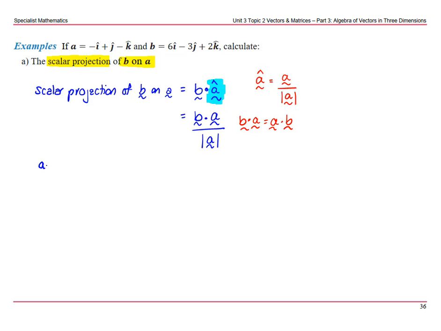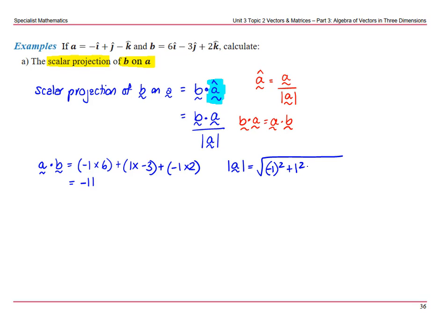Now our dot product between A and B is equal to -1 times 6 plus 1 times -3 plus -1 times 2. -6 take 3 take 2 is -11. The magnitude of vector A is equal to the square root of -1 all squared plus 1 squared plus -1 all squared, which is the square root of 3.